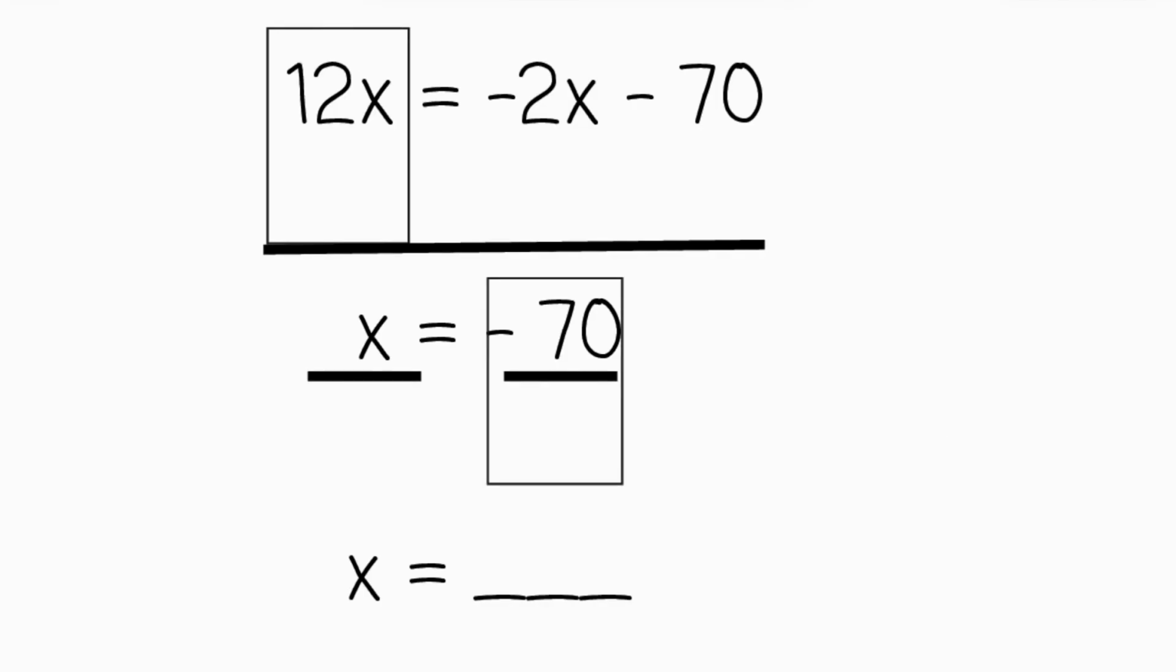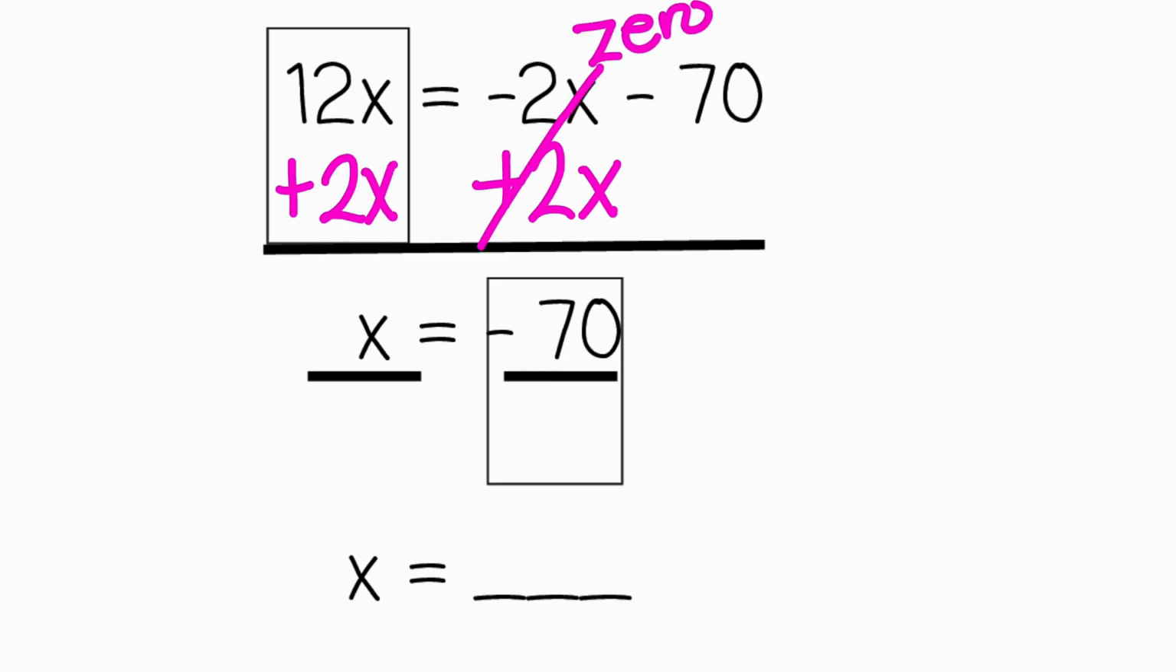Okay, in example 2, our term that's by itself, the 12x, is on the left side of the equation. But that's okay. We're still going to box that term and then move the other x term into the box. So if I box 12x, I need to move my negative 2x. To make a zero pair with a negative 2, I have to add 2 to both sides. So plus 2x. That's what makes this a zero pair.